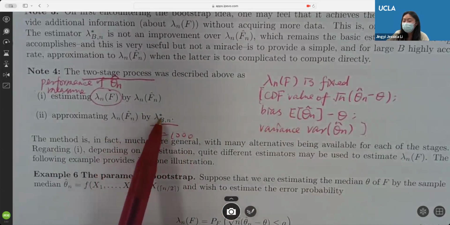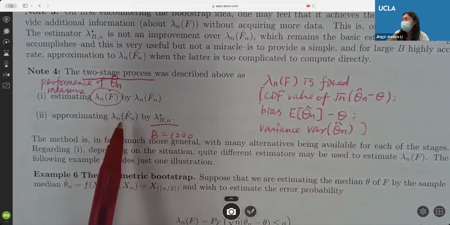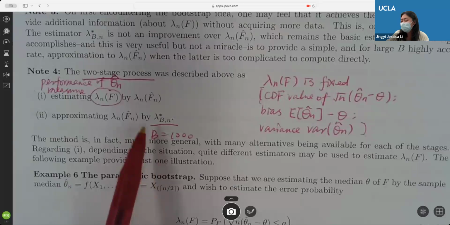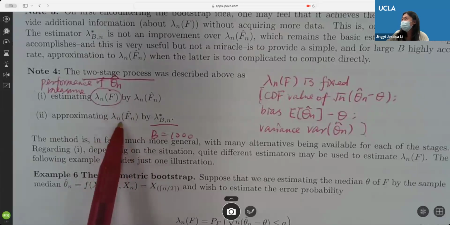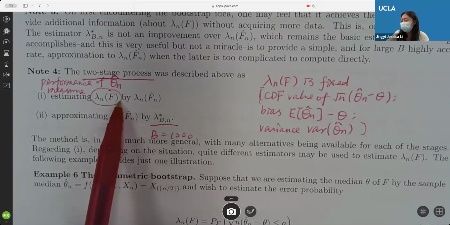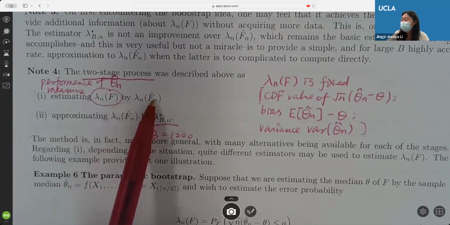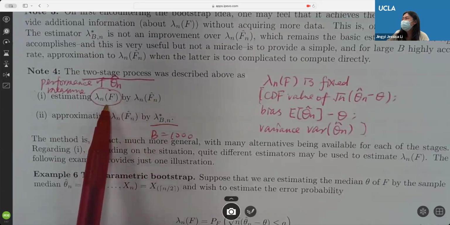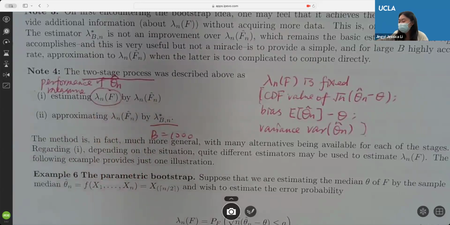What I want to emphasize here is that what you can control is the second stage. You can set B to be large enough so you have a very good approximation of this estimator. But what you cannot control is the first stage. Whether this plug-in estimator is a good estimator or not depends on the distribution and also the performance measure you're calculating.